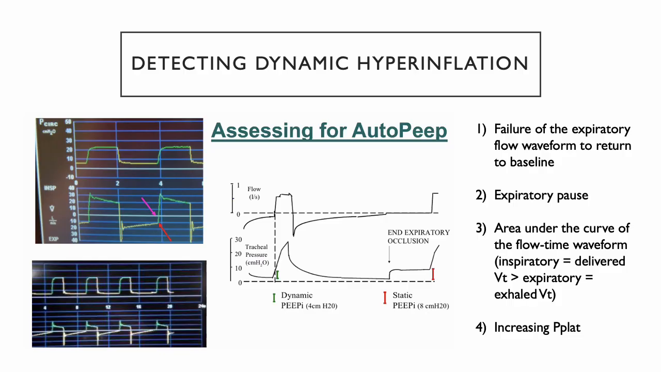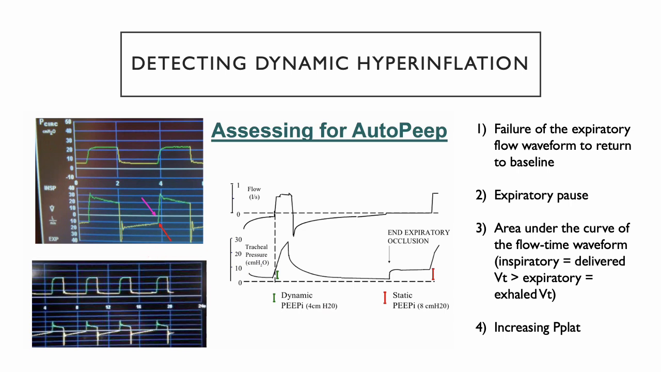One of the most common causes of ineffective trigger is that of dynamic hyperinflation. Looking at the bottom left picture, the normal flow time scalar will demonstrate a return of expiratory flow, which is the yellow component, back to the baseline of 0. What happens in dynamic hyperinflation is that the expiratory flow waveform will fail to return to 0, and we see an example of this over here by the pink and the red arrows.